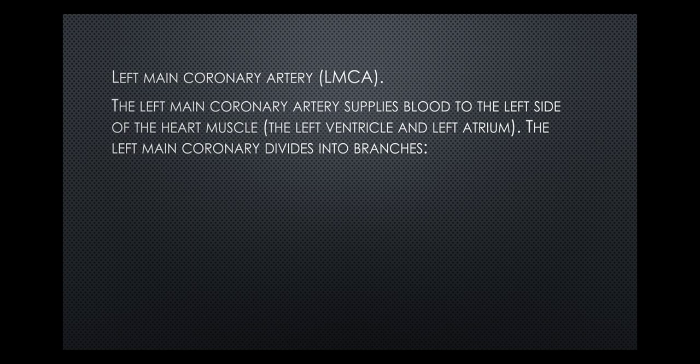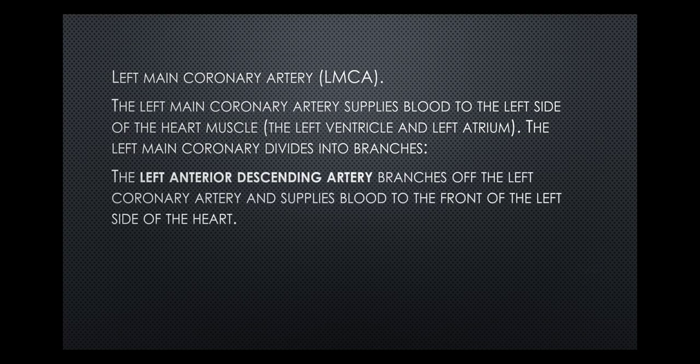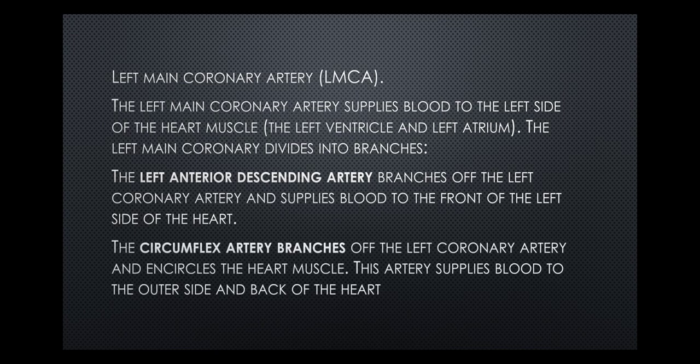Now, the left main coronary artery supplies blood to the left side of the heart muscle, that is, the left ventricle and left atrium. The left main coronary divides into branches. What are they? The left anterior descending artery. Now, this branches off the left coronary artery and supplies blood to the front side of the heart. Then we have the circumflex artery, which branches off the left coronary artery and encircles the heart muscle. This artery supplies blood to the outer side and back of the heart.